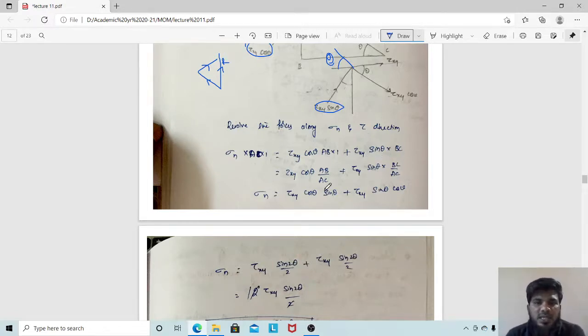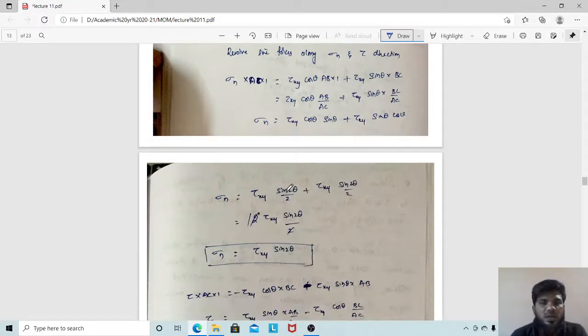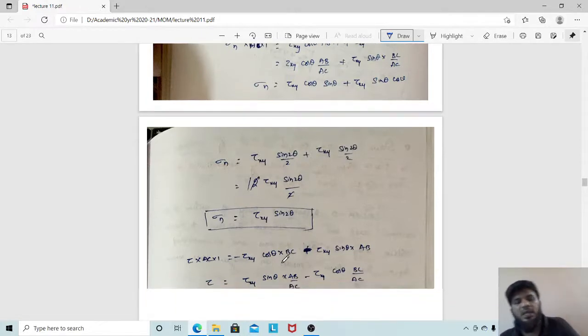So sigma n AC into 1 equals tau xy cos theta AB into 1 plus tau xy sin theta into AB into 1. Now this AC comes on the other side. This will become AB by AC, and this will become BC by AC. So sigma n is equal to tau xy cos theta into sin theta plus tau xy sin theta into cos theta, which is nothing but tau xy sin 2 theta by 2 twice, so sigma n is equal to tau xy sin 2 theta.